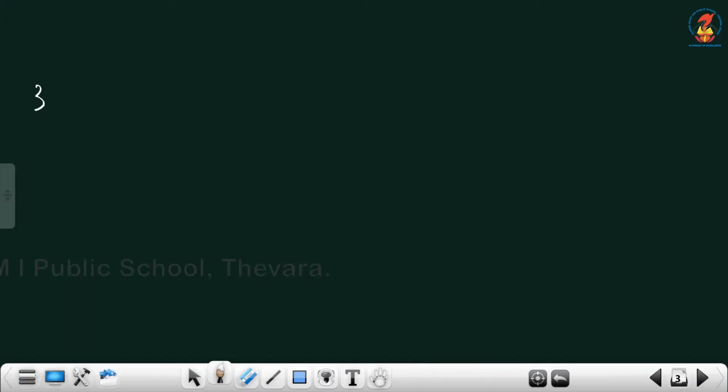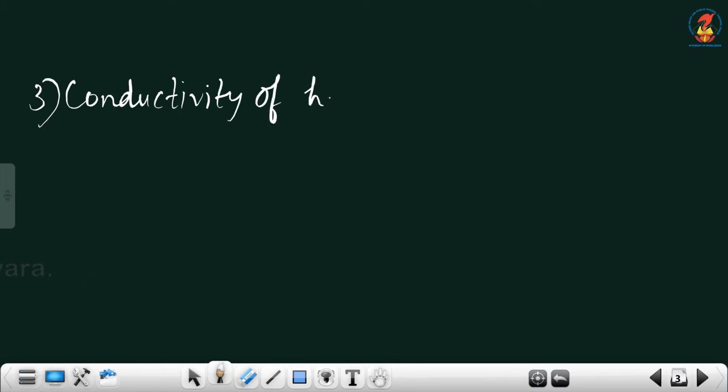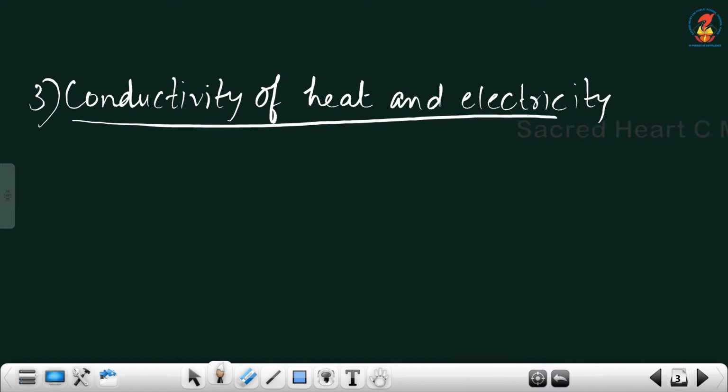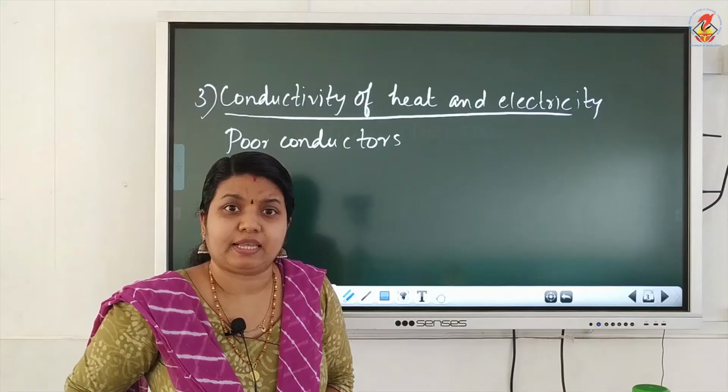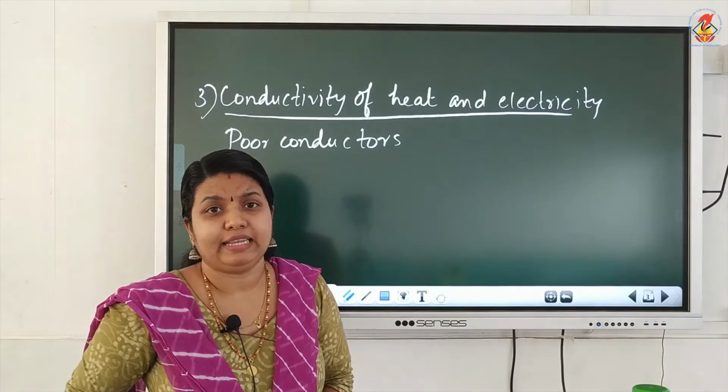Now, the third property, conductivity of heat and electricity. Generally, non-metals are poor conductors of heat and electricity. Metals are good conductors of heat and electricity, but non-metals are poor conductors of heat and electricity.